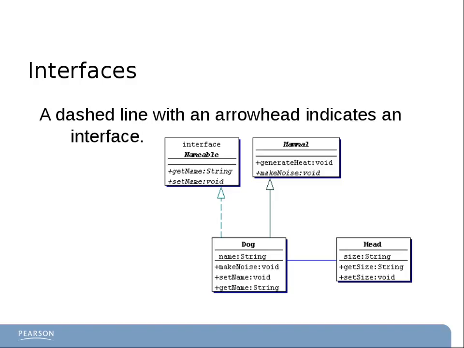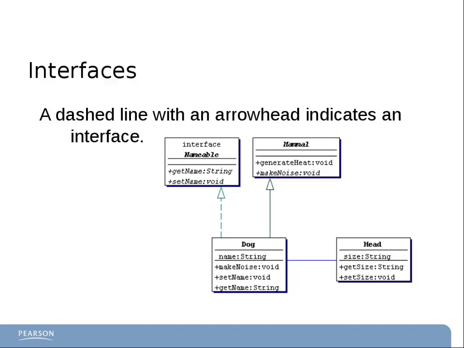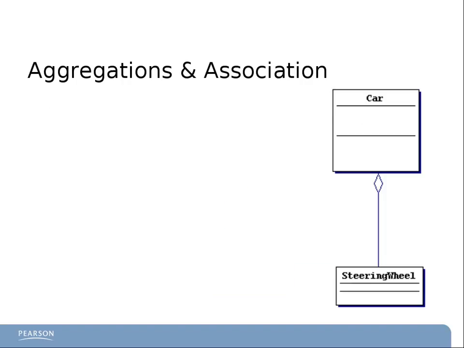And then we have the solid line, which is an association, meaning that dog uses head. That is not a very good example. Uses what? Uses head. I'm going to let that one be. We'll get back to that later. That is not a good example.